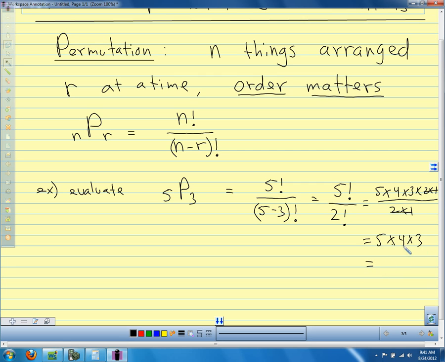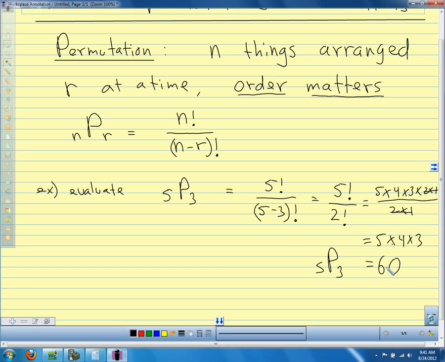And that equals 5 times 4 is 20, times 3 is 60. So if we arrange, this equals 60. 5P3, the number of arrangements of 3 things out of 5 where order matters, equals 60.